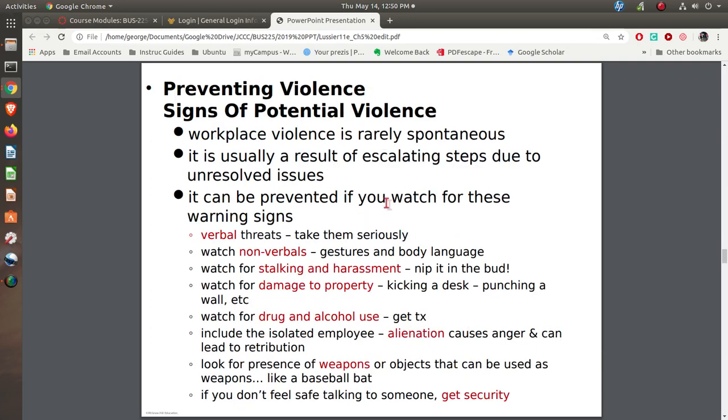Now, signs of potential violence. One of the things we need to do is be aware of where there could possibly be violence. In other words, any kind of verbal threats. Watch people's nonverbals. If you see any kind of stalking or harassment, get security involved. So one of the things we need to be aware of is how does violence actually come about? Be watching for it.